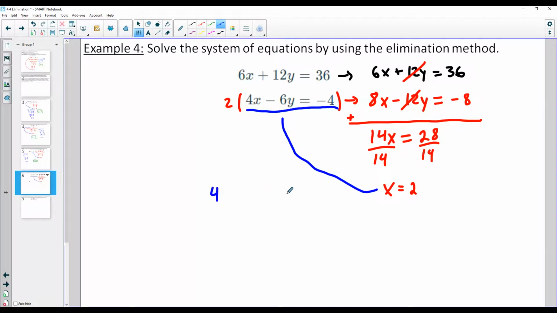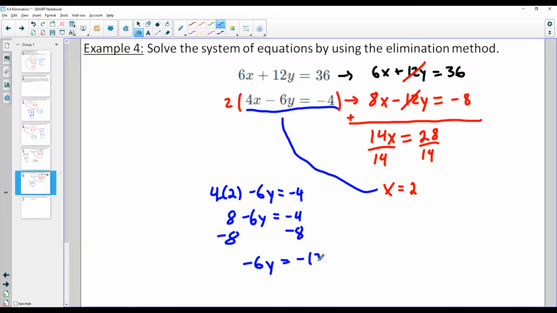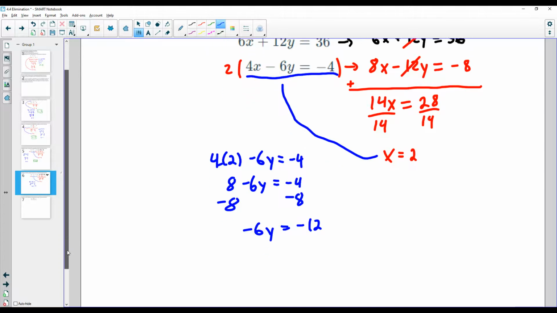We have 4 times x, which we just said is 2, minus 6y equals negative 4. 4 times 2 is 8. We're going to subtract the 8 over to get negative 6y. Negative 4 minus 8, being careful with our negatives, is negative 12.